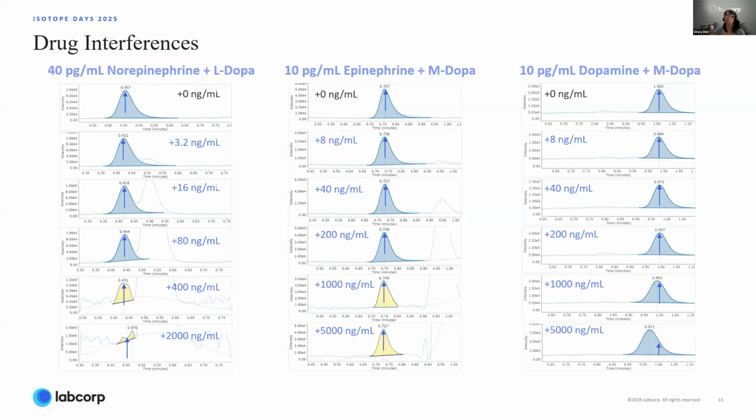So what this meant was that patients could not take L-DOPA or M-DOPA. That's actually a rejection criteria, and it's consistent with all the other labs that are running this test.